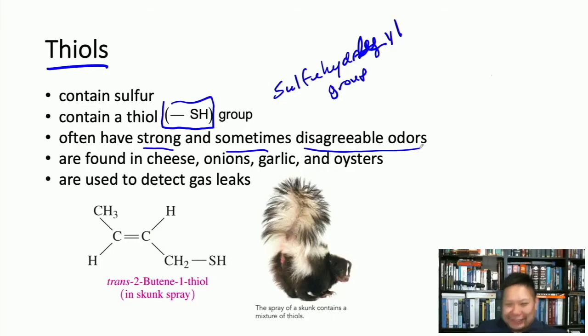So think about 2 sulfurs, right? Sulfur, when it's covalently bonded in a hydrocarbon, just smells really bad, because I've had sulfur powder out before and it doesn't smell like anything. So they're found in cheese, onion, garlic, oysters. They're used to detect gas leaks. So that's another thing to take note of there.